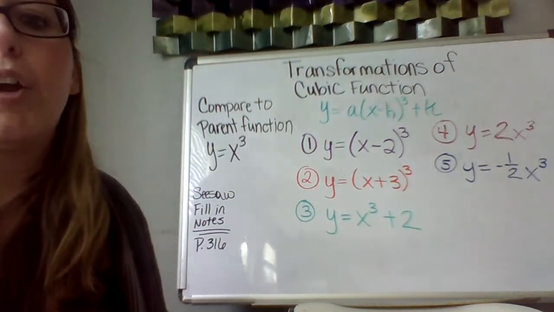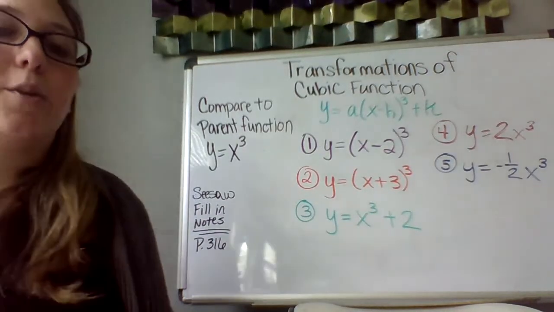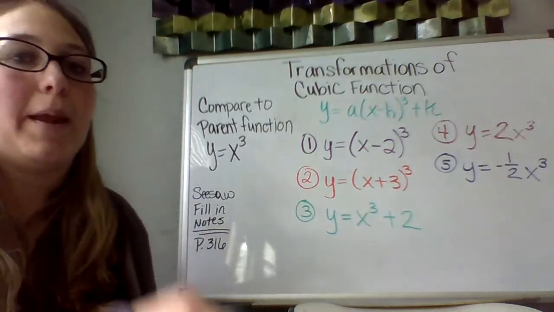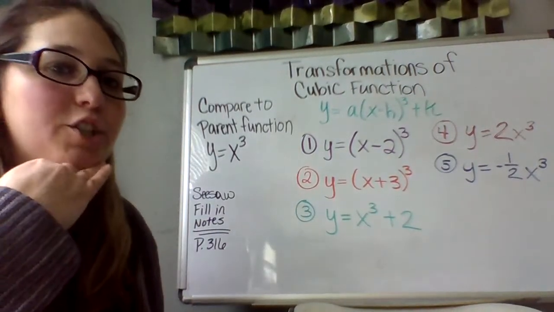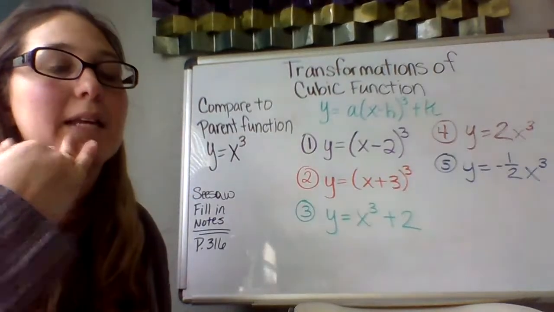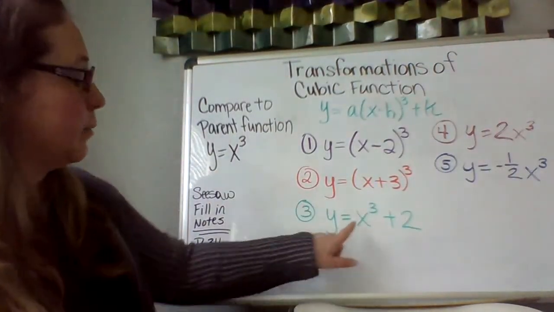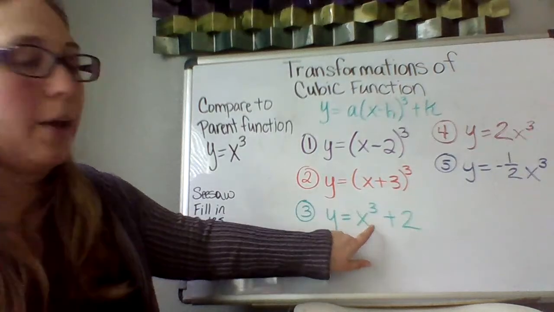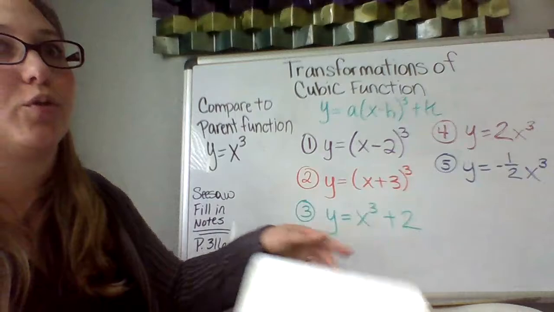Our next one is, what if it's on the outside of the parentheses? In this case, we have the parent function, which is x cubed, and then we're going to add 2. So we take the original function and we add 2.